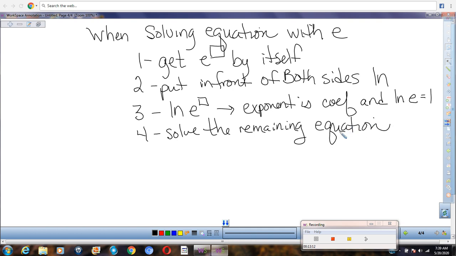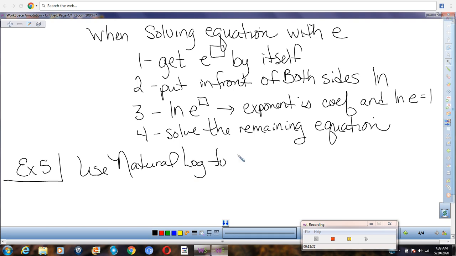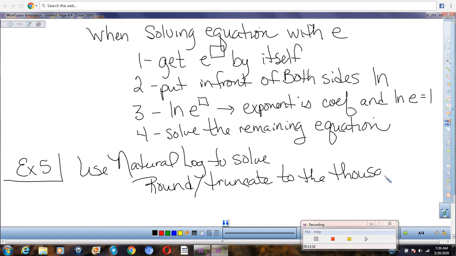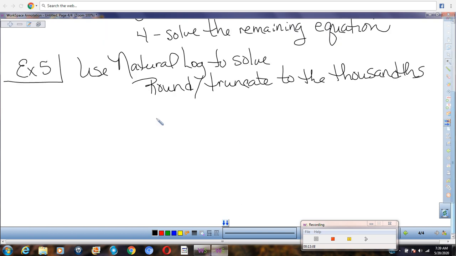All right, so here we go with example number 5. Use the natural log to solve. And again, I'm going to ask you to round or truncate, which is different than the directions on your assignment, so I want you to do this to the thousandth. That's 3 decimal places. If we have e to the x equals 12.